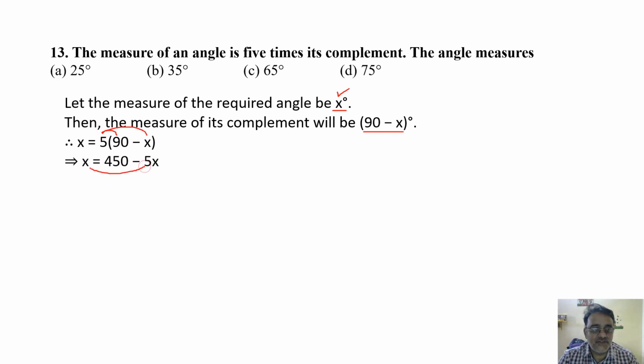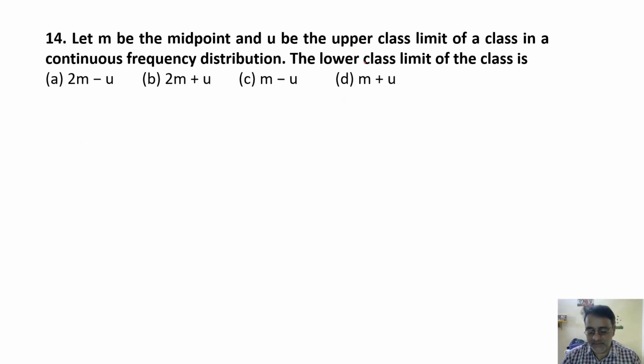Minus 5x, you shift to this side, plus 5x. So it will become 6x is equal to 450. So x is equal to 450 divided by 6, 75. So the final answer is 75 degrees, and the correct option is option D. Now we are moving toward the next question, question number 14.